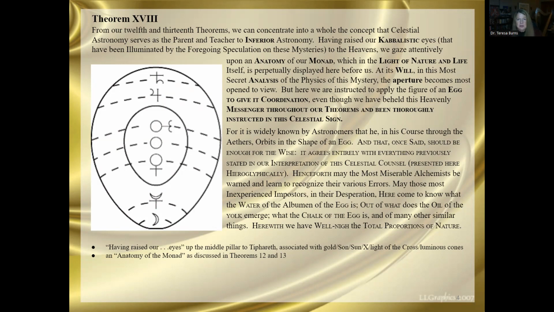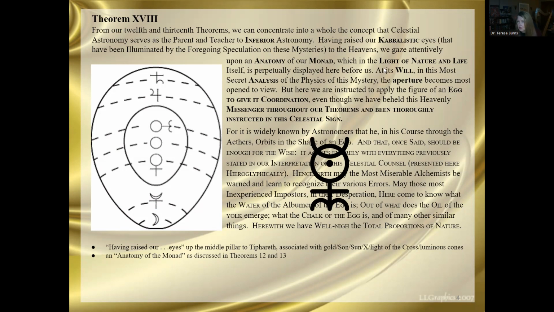Why they're associated with the planets is important because, among other things, recall the role that the planets play in the Timaeus, and recall that the planets and the zodiac are all associated with the tree of life. All right. So the anatomy of the monad, his symbol of everything.